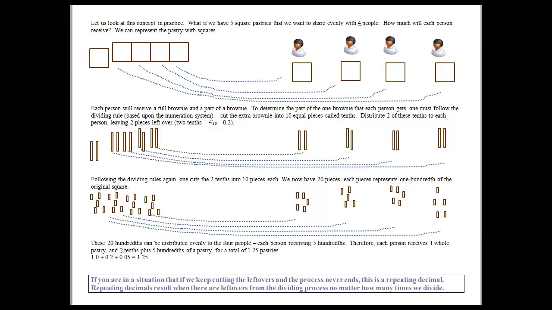Okay, so let's look at this concept in practice. If we have 5 square pastries that we want to share evenly with 4 people, how much will each person receive? Well, we can represent the pastries with squares. I'm just going to keep it pretty simple. Here are 5 square pastries. We want to share these 5 pastries evenly with 4 people. Well, right away, each person's going to get 1 whole pastry. So we have this 1 left over then.